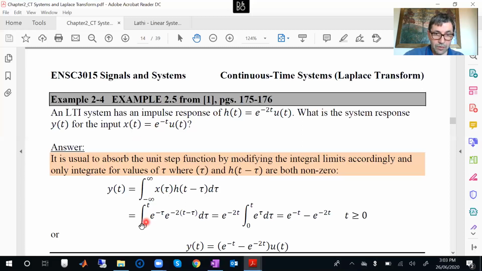So we only consider this integral for positive values of t greater than 0, because if x is equal to 0, the whole integral is equal to 0. So in this case, we don't need the unit step once we make the lower limit 0. Same applies to this. This also only exists for positive values of t. In this case, it's t minus tau. So t minus tau has to be greater than 0, which means tau, the variable of integration, is less than t. The upper limit is t.